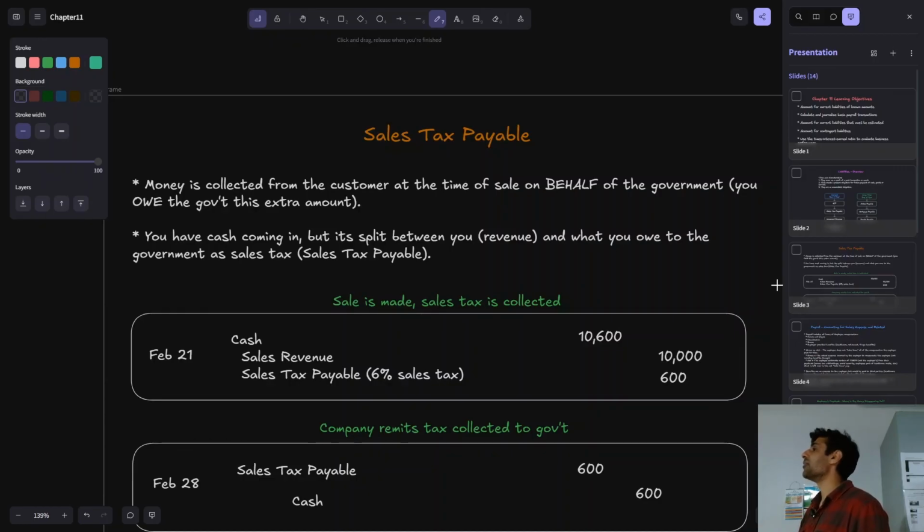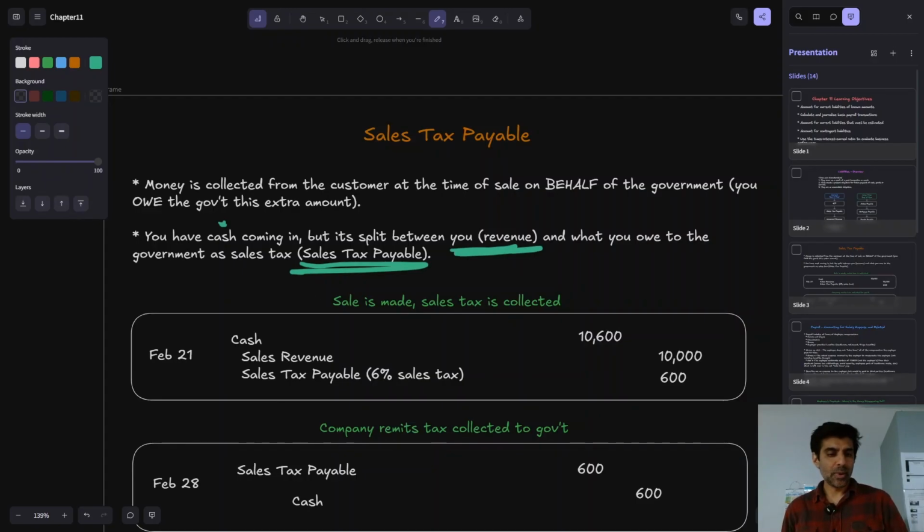Though you're paying them $55, $5 of that is on behalf of the government. So we want to make sure that the cash you're paying as a customer, the business is going to account for properly. Again, the cash that's coming in is going to be split between your business as revenue, and a liability called sales tax payable.